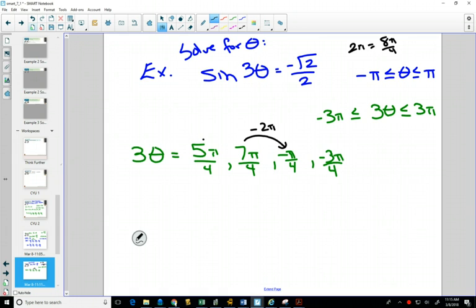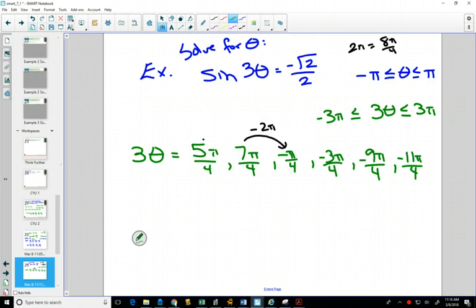But my domain says I need to go to negative 3 pi. So if I went another halfway around, would I hit those angles again? Yes. So they will also have negative 9 pi over 4. I subtracted another 8 pi over 4 from pi over 4, and negative 11 pi over 4, subtracting another 8 from 3 pi over 4. And that has solved 3 theta between negative 3 pi and 3 pi.